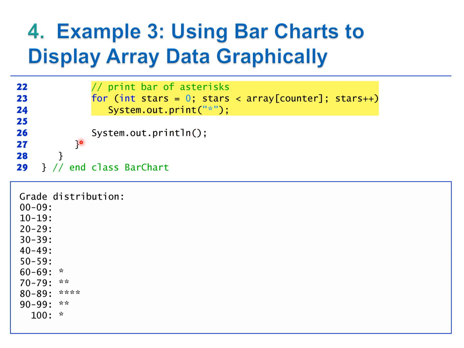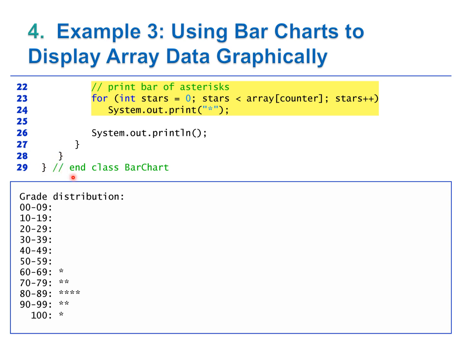This closing bracket is the closing bracket of the outer for loop, and this curly bracket is the closing bracket of the main method. And here's the end of the class BarChart.